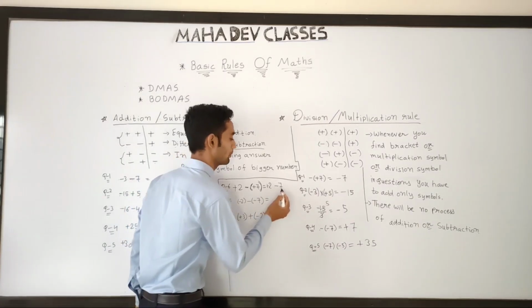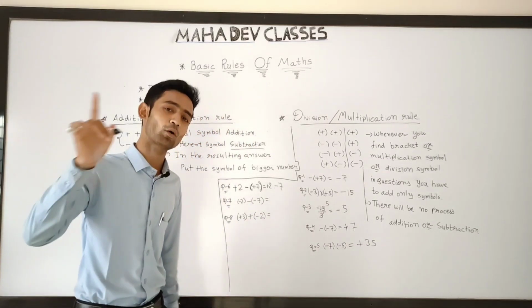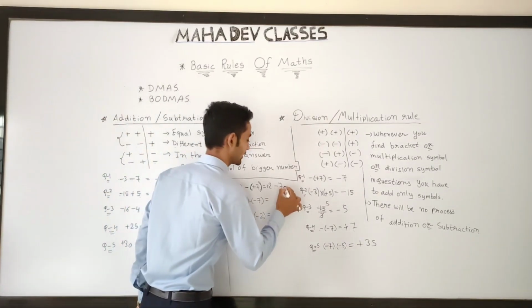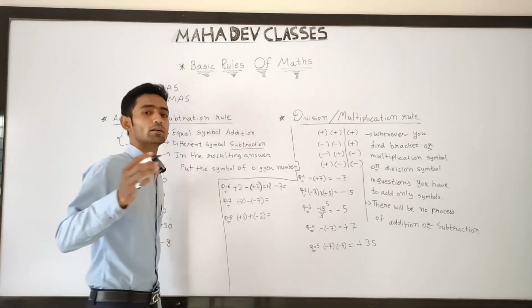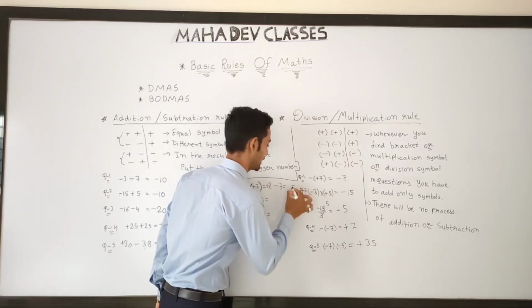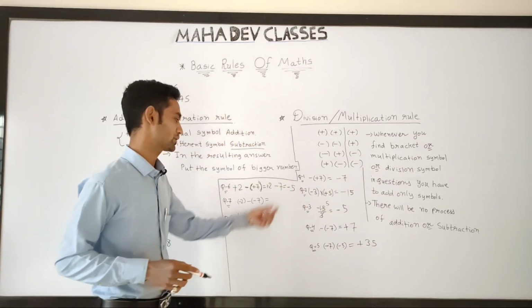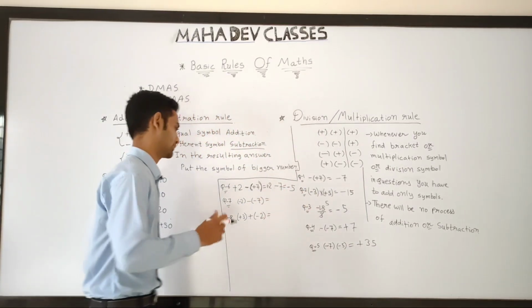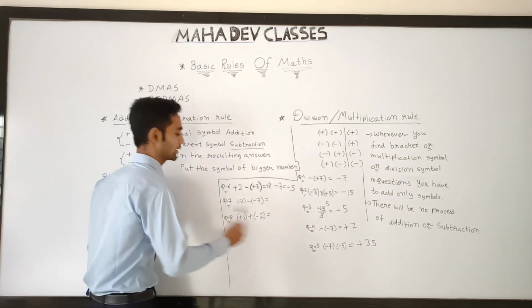See, plus 2 minus 7, different symbols, subtraction, and in the resulting answer we will put the symbol of the bigger number. See, 7 minus 2 you will get 5, and here is the minus symbol which belongs to the bigger number, 7. Okay, and now another question.